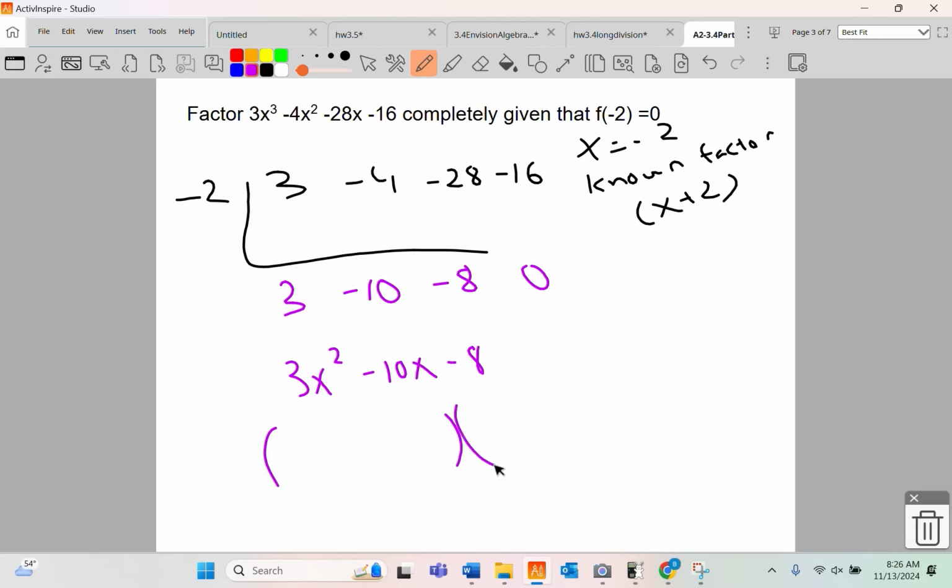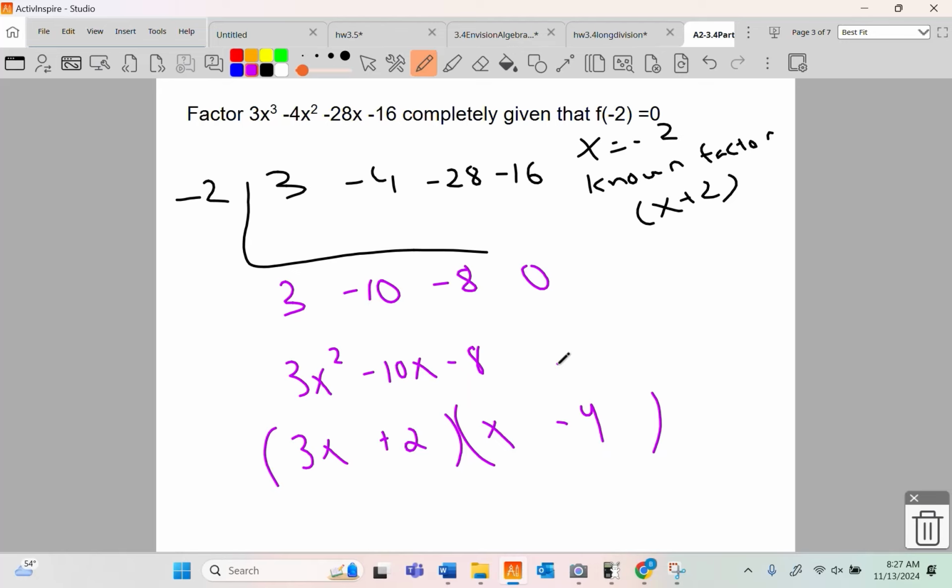Alright, so we got 3x squared minus 10x minus 8. How do you make the 3x squared? 3x and x. How about the 8? Plus 2 minus 4, because the outside's going to make negative 12, the inside's going to make positive 2. Negative 12 plus 2 is negative 10. And you have your known factor, x plus 2.